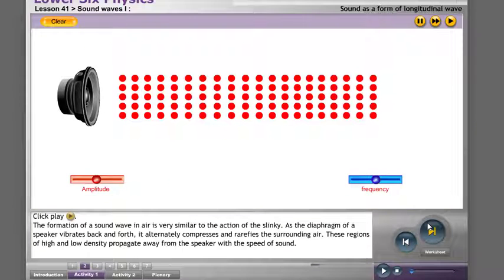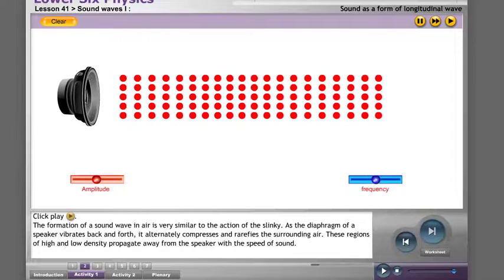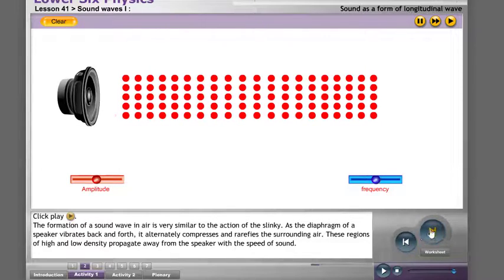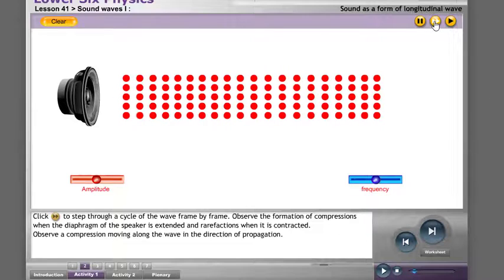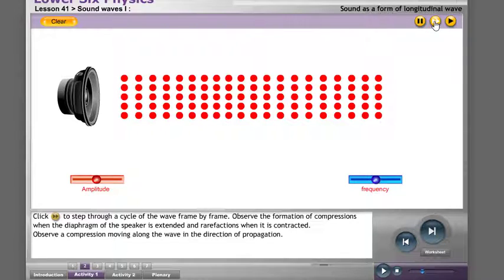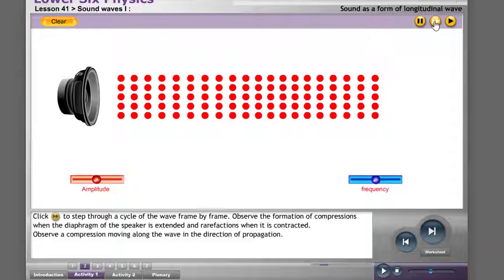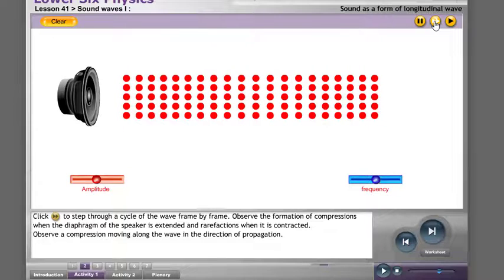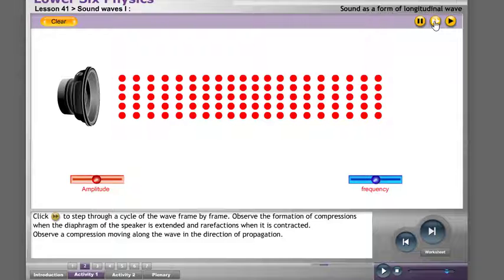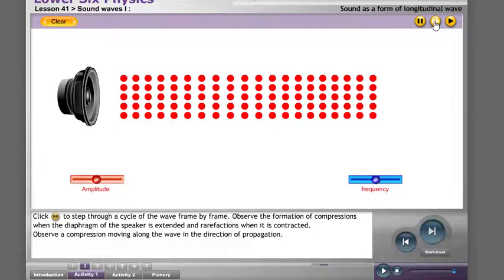Click play. The formation of a sound wave in air is very similar to the action of the slinky. As the diaphragm of a speaker vibrates back and forth, it alternately compresses and rarefies the surrounding air. These regions of high and low density propagate away from the speaker with the speed of sound. Click step through to step through a cycle of the wave, frame by frame. Observe the formation of compressions when the diaphragm of the speaker is extended and rarefactions when it is contracted. Observe a compression moving along the wave in the direction of propagation.